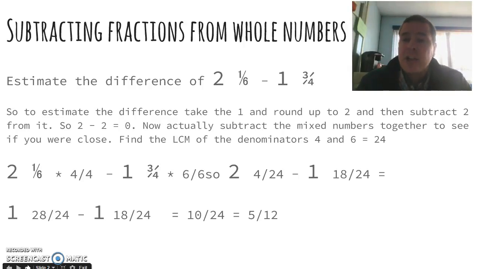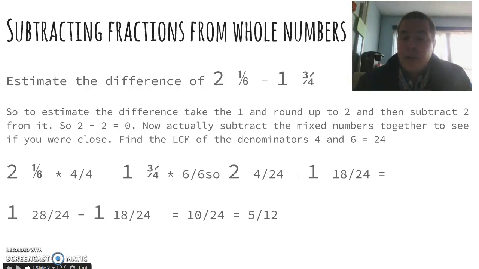Now if you were to actually subtract these fractions, 2 1/6 minus 1 3/4, you would need to find the LCM of the denominators, 4 and 6. The LCM is 24. Or actually, it's 12. But I'm going to use 24. 12 is the actual answer. If you want to use 12, that's fine, but for this problem I am going to use 24.